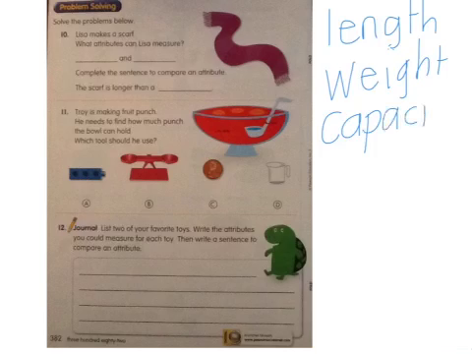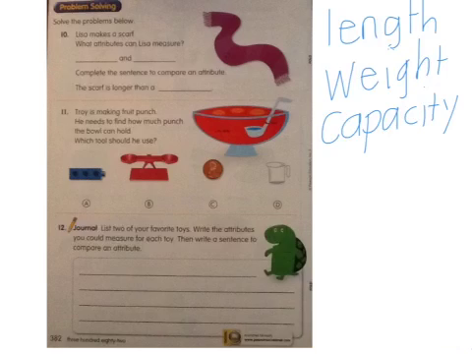Okay, so by looking at those 3 words, you have to pick which 2 attributes could Lisa use to measure her scarf pictured in number 10. Complete the sentence to compare an attribute. The scarf is longer than a blank. So you would have to think of an object that the scarf would be longer than.